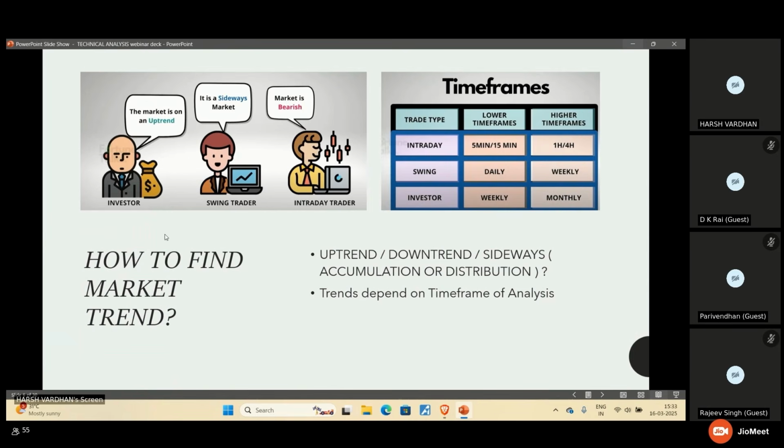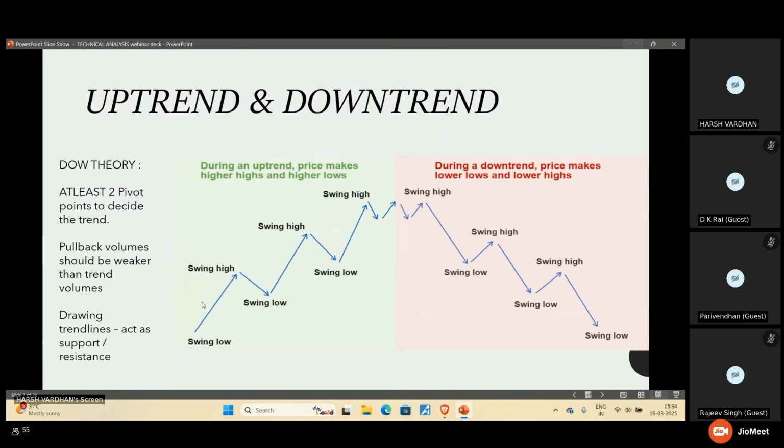So it all depends on what your time horizon is. For example, you have to take trades for 10 days or 1 month or 1 year or 3 years, whatever it is. For an investor, the market can be in uptrend. For a swing trader, it can be sideways. For intraday, it can be bearish. And all three of them are looking at the same index, same data, because it all depends on the time frame of analysis. Okay.